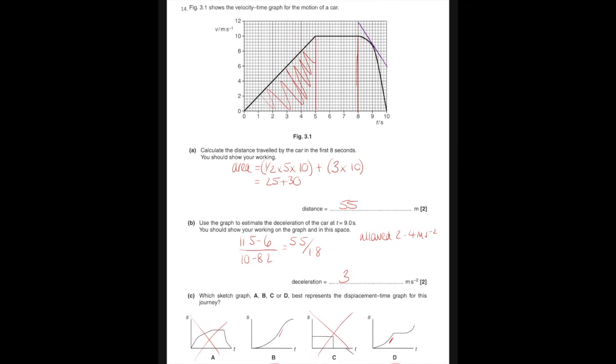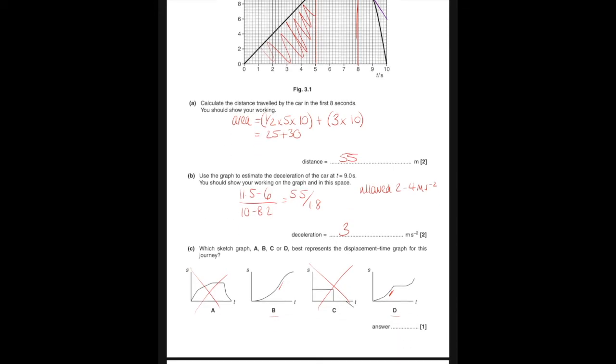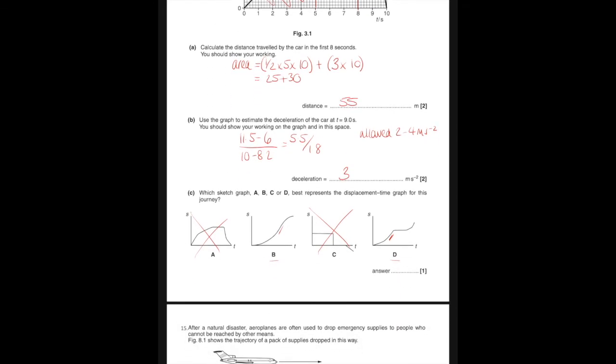So we have to then look at the last bit. What is happening between 8 and 10 seconds? Well, we've got this line sloping downwards, which shows that we've got a deceleration. Okay, now what does a deceleration look like on a displacement time graph? It is a gradient that is reducing in steepness, and the only one that shows a reduction in steepness of gradient is B. So our answer here should be B.